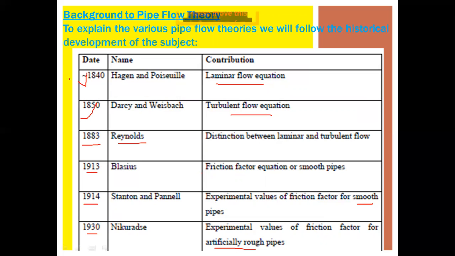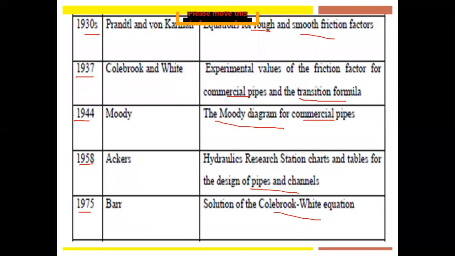What we'll discuss in this unit is the laminar flow equation, the turbulent flow equation, and the distinction between laminar flow and turbulent flow. And we'll discuss the equations for rough and smooth friction factors. We'll discuss the Moody chart. So like this, we have some discussions in this unit 3.